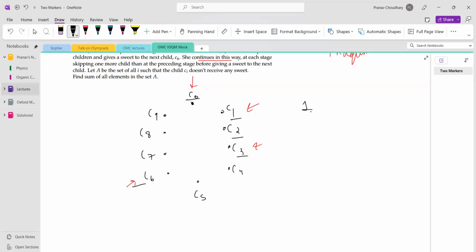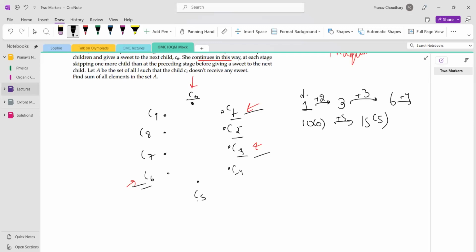In the first move, she gives a sweet to kid one. Then plus 2, it gives to the third child. Then plus 3, it gives to the sixth child. You can see the arrow marks. Then plus 4, it should be given to the 10th child, but there's no 10th child, so it gives to the 0th child. Then it will be plus 5 and given to the 15th child, but there's no 15, so counting 1, 2, 3, 4, 5, the fifth child. We can see that this is mod 10, because there are 10 children, so everything is just mod 10.